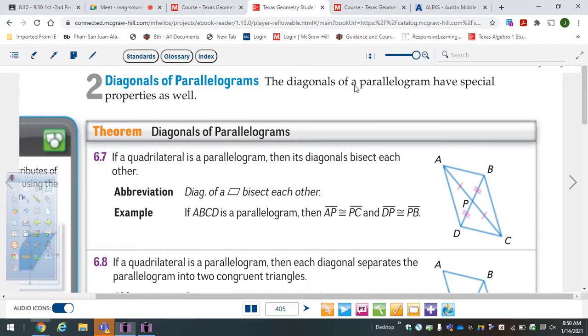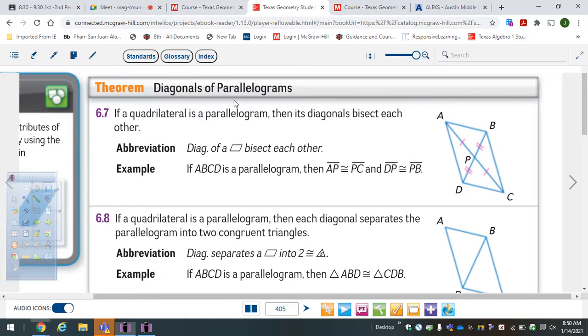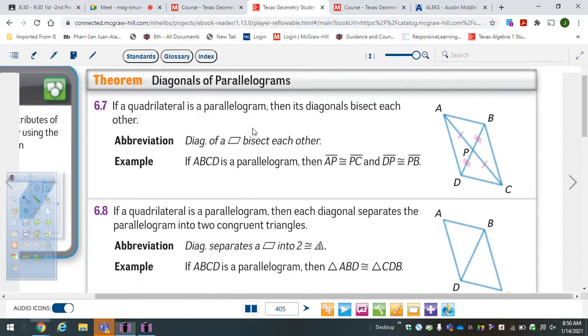Okay, diagonals, guys. Diagonals of a parallelogram have special properties as well. Now, this one's cool. Parallelograms, guys. Everything kind of equals out. Parallel, kind of the same. So here you go. If a quadrilateral is a parallelogram, then its diagonals bisect each other. So when you draw that line from here to here and that line from here to here, when they cross each other, they cut each other in half. So from D to B, just humor me, I'm going to go with a nice even number. Say it's 8.